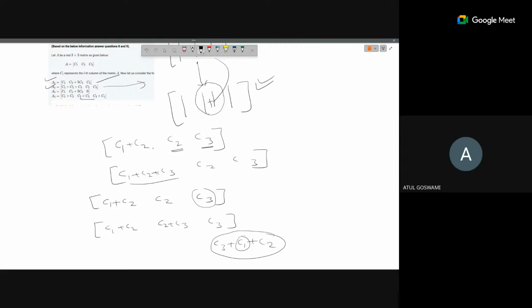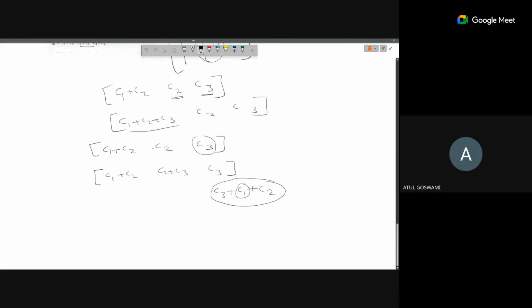Yes, we can subtract. Column 1 minus column 2 minus column 3. Column 1, this one, then column 1 minus column 2, then we subtract column 3. C1 plus C2 plus C3 minus C2 minus C3. First we are saying column 1 minus column 2, right? So when we take column 1 and minus column 2, we get C1 minus C3, right?